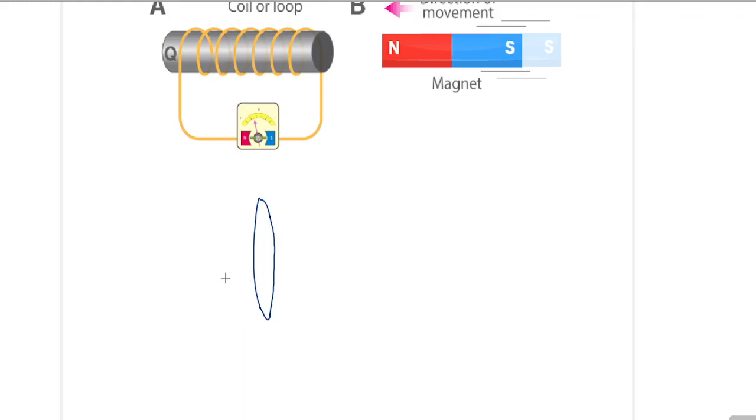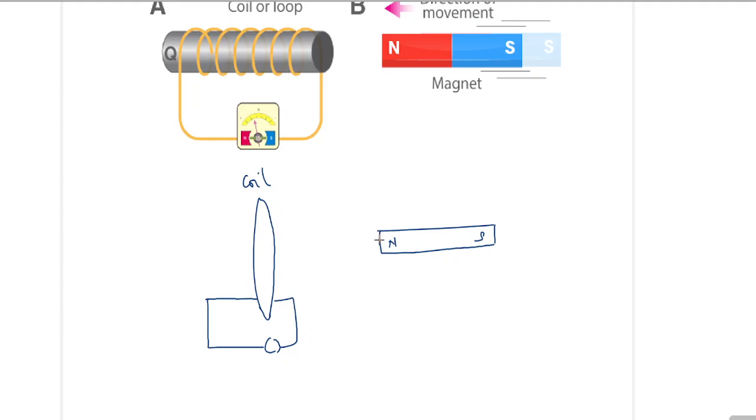We have a coil. The coil could have 1 turn or n number of turns, it doesn't matter. To this coil we have attached a galvanometer like this. Keep in mind that there is no source of power in this coil. We have only a coil to which we have attached a galvanometer. Now let us call this the coil, and then a bar magnet is kept close to it, with poles marked north and south.